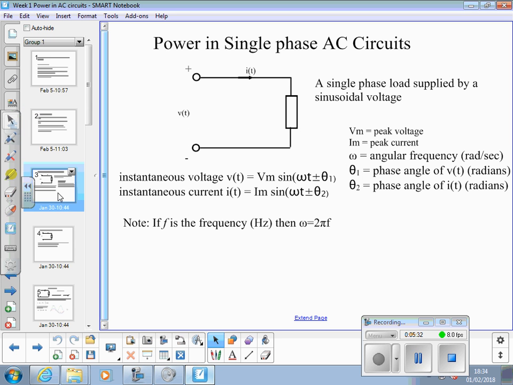So, making a start. Power in single phase AC circuits.